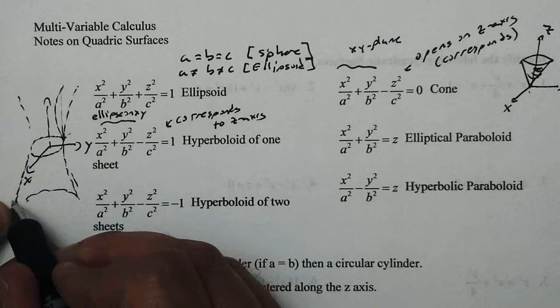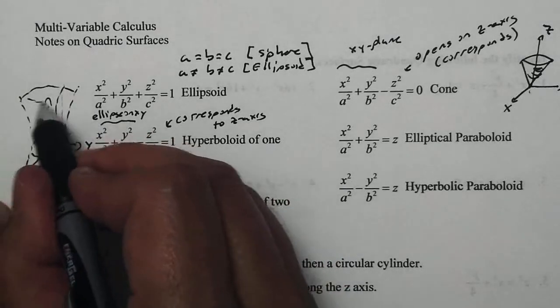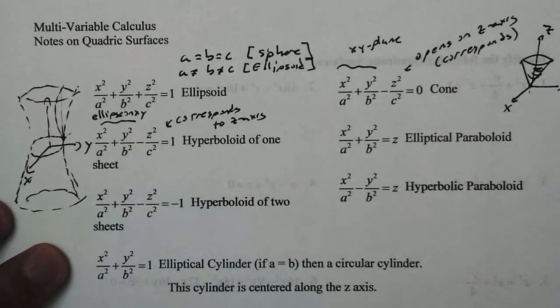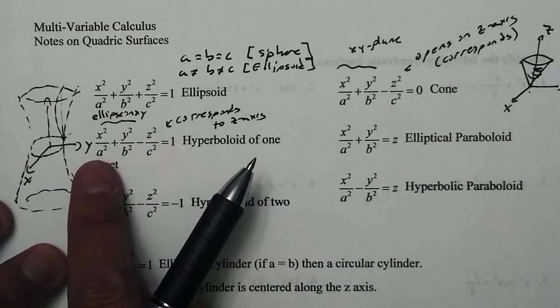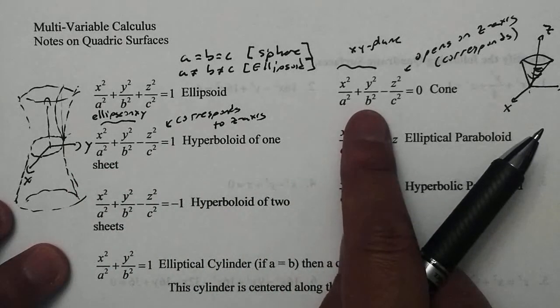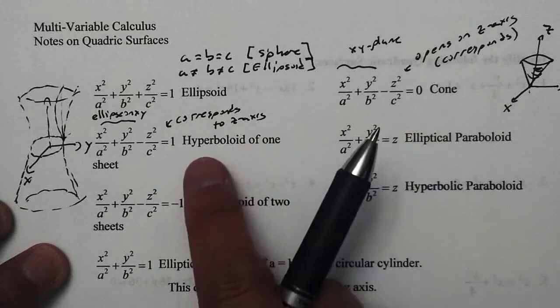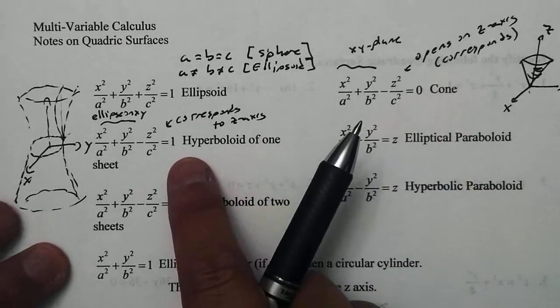And if we combine those, because remember it's spinning around, we get what's called a hyperboloid of one sheet, right there. Notice the differences between the cone and the hyperboloid. The cone will equal 0, and the hyperboloid will equal 1.